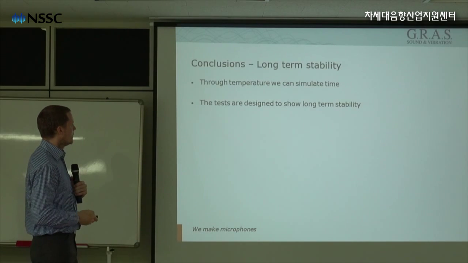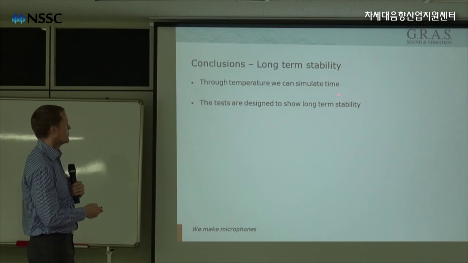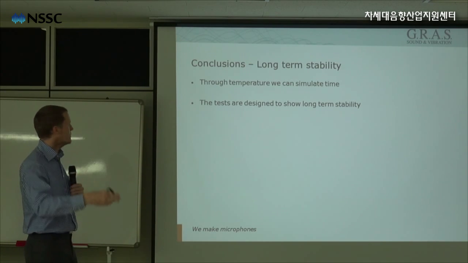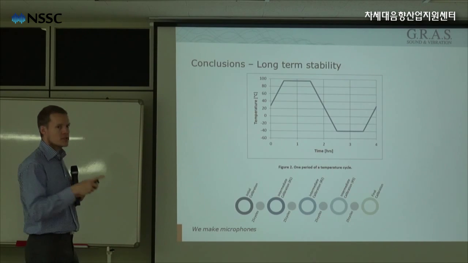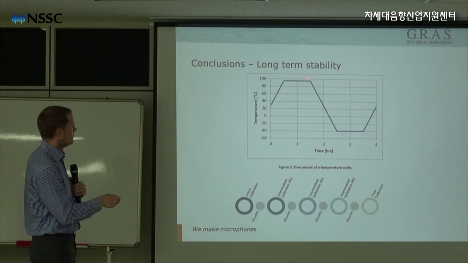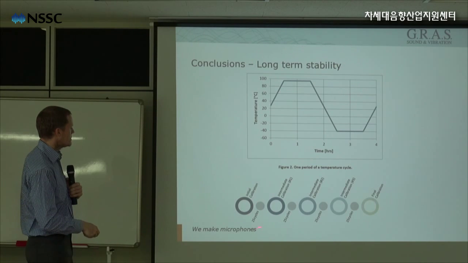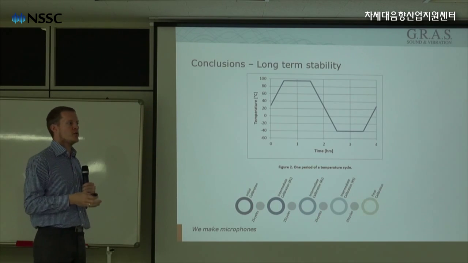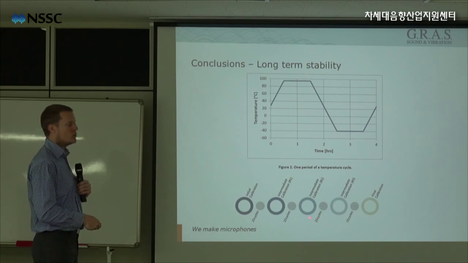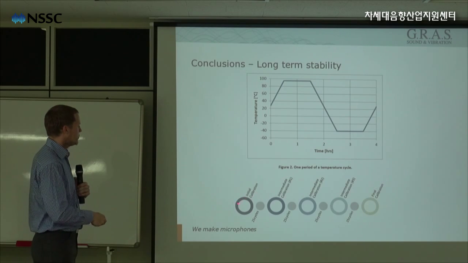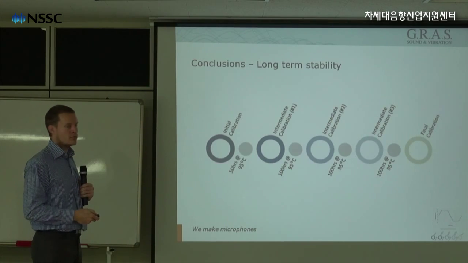So for long-term stability, the conclusion is that through temperature we can simulate time. So this is a simulation of lifetime, and the tests are designed to show long-term stability. So this is the cycle test of temperature going up, down, and this is a 4-hour sample. So we do this in 25 samples, and then we make a recalibration of the microphone. Then we run another 25 samples and make a recalibration. And we do that again and again and again, and then we get the results for this.